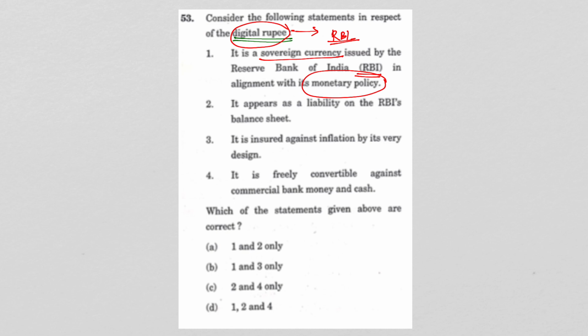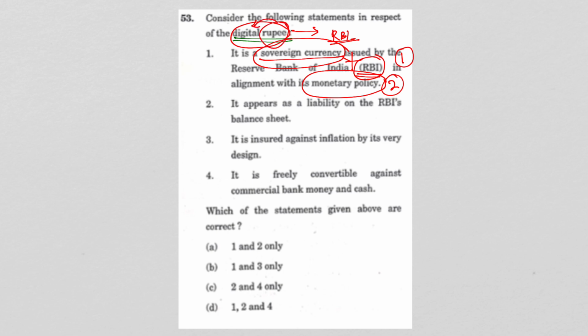Now, two things are important here. One, RBI and sovereign currency. This will go together because if it's issued by RBI, it would be on behalf of the government and it will be a sovereign currency. So that is the first thing you should know. Second one is in alignment with the monetary policy. Now we know that it is issued by RBI because it's a basic thing. So digital rupee: rupee in its digital form.